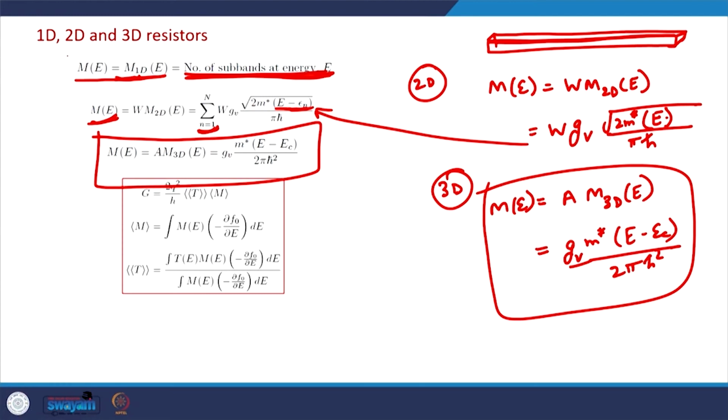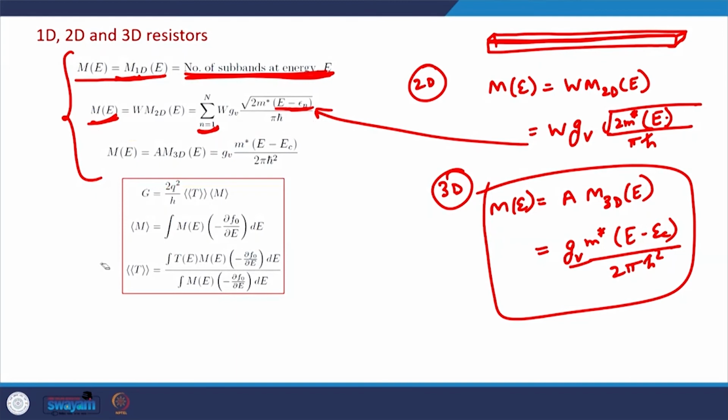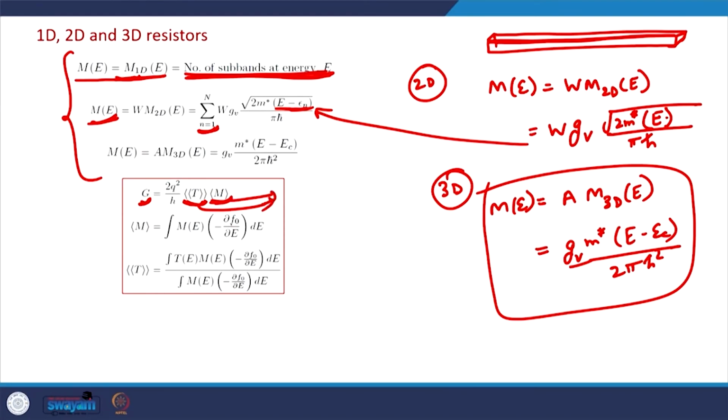So, with these modifications in number of modes, now we need to modify the expressions for the conductance, because here we need to take the average of modes in the Fermi window, and we need to take the average of the transmission coefficient or average of the scattering mean free path in each mode over the Fermi window. So, this will also get modified accordingly. All these things will be modified.